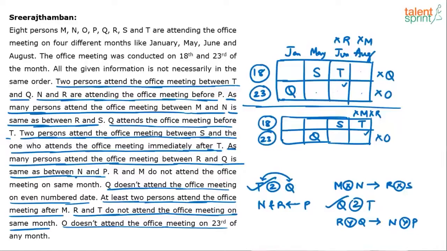Yeah, so let's try out now. What can happen? Which clue should we use? See, N and R both will come before P, but we cannot do anything about it, right? N and R both have to come before P. There will be multiple possibilities. The number of people between M and N will be the same as the number of people between R and S. The number of people between R and Q will be the same as the number of people between N and P.